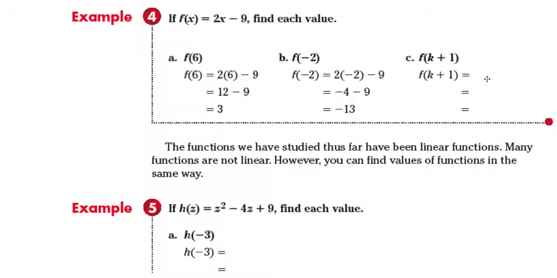And let's take it one step further using an algebraic expression. Okay, what is f of k plus 1? We substitute k plus 1 to x. So this becomes now 2 times k plus 1 minus 9. Using the distributive property, this becomes 2k plus 2 minus 9. Simplifying it further, it becomes 2k minus 7.